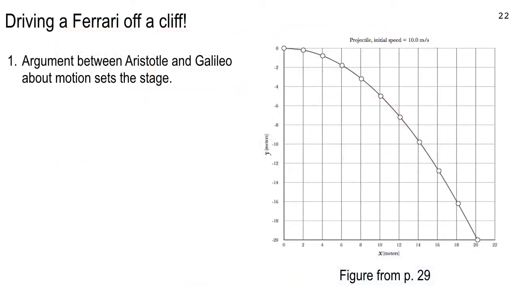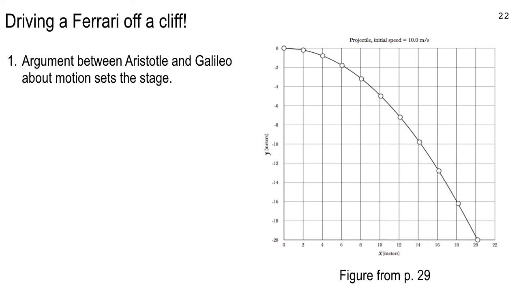Now, that equation is perfectly fine to track the y coordinate of a Ferrari that somebody drives off of a cliff, which they do in the movies. All right, and you can figure out the parabola and everything.